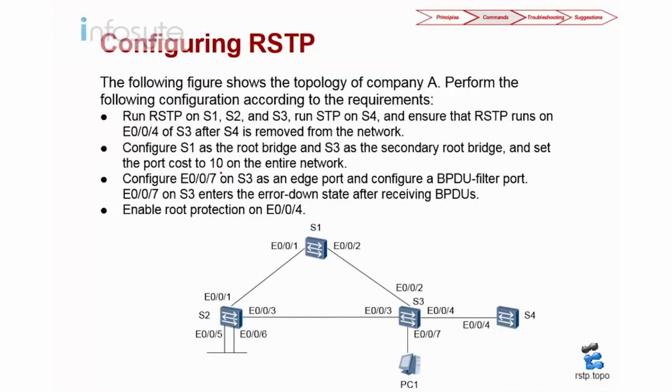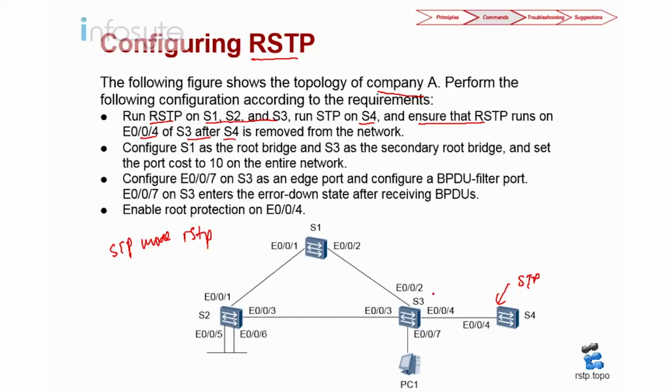Now here we are going to look into the exercise on the RSTP, Rapid Spanning Tree Protocol. So again, we have a topology of company A, and we need to do the following. We need to run the RSTP, so our STP mode now will be RSTP. Okay, so we are going to do it on all 3 switches. Whereas for switch 4, we are going to do STP. Alright, we learned that earlier on, should be no problem. And ensure that RSTP runs on the 004 after the S4 is removed.